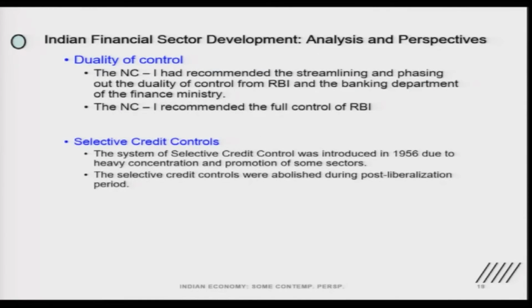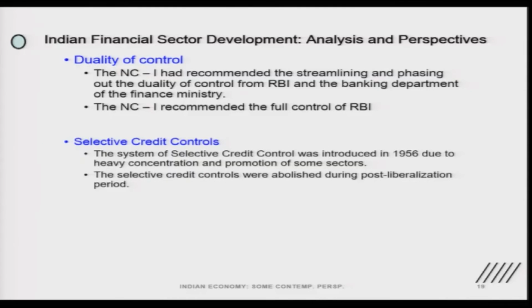Then duality of control. So, this Narasimhan committee had also gone for streamlining the duality of control. It means that at that time the banking sector was regulated by the RBI plus the banking department of the Ministry of Finance, and this committee had recommended that the banking sector should be limited only to the RBI, and RBI should have full control over the banking system in India.